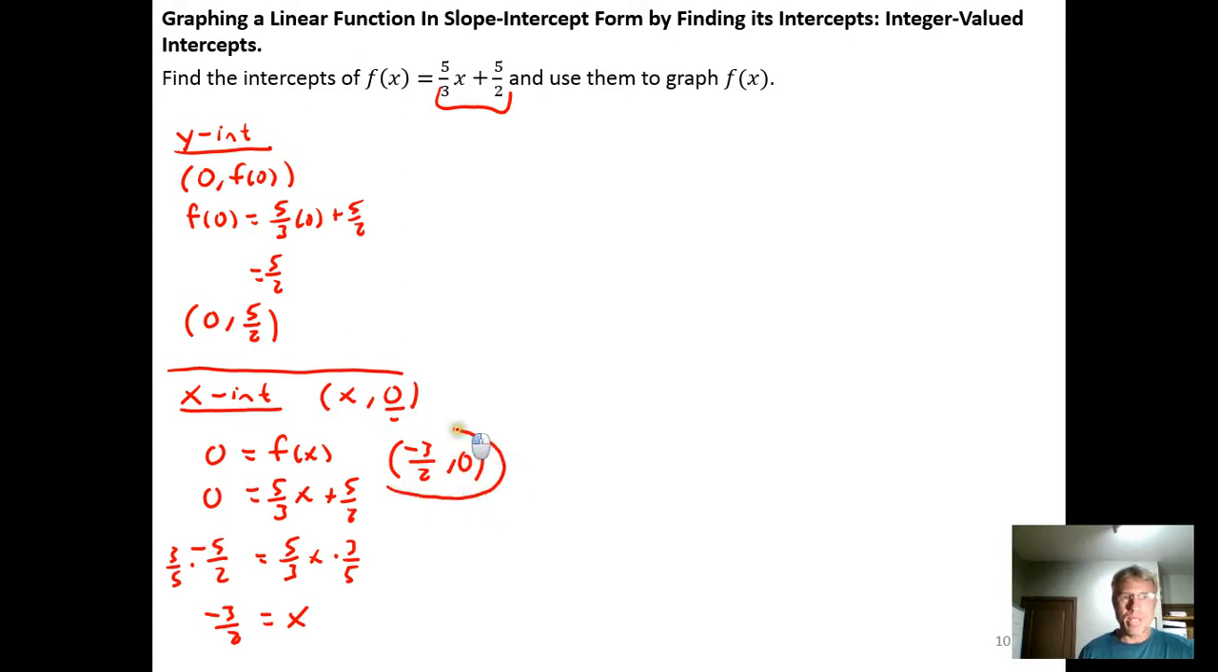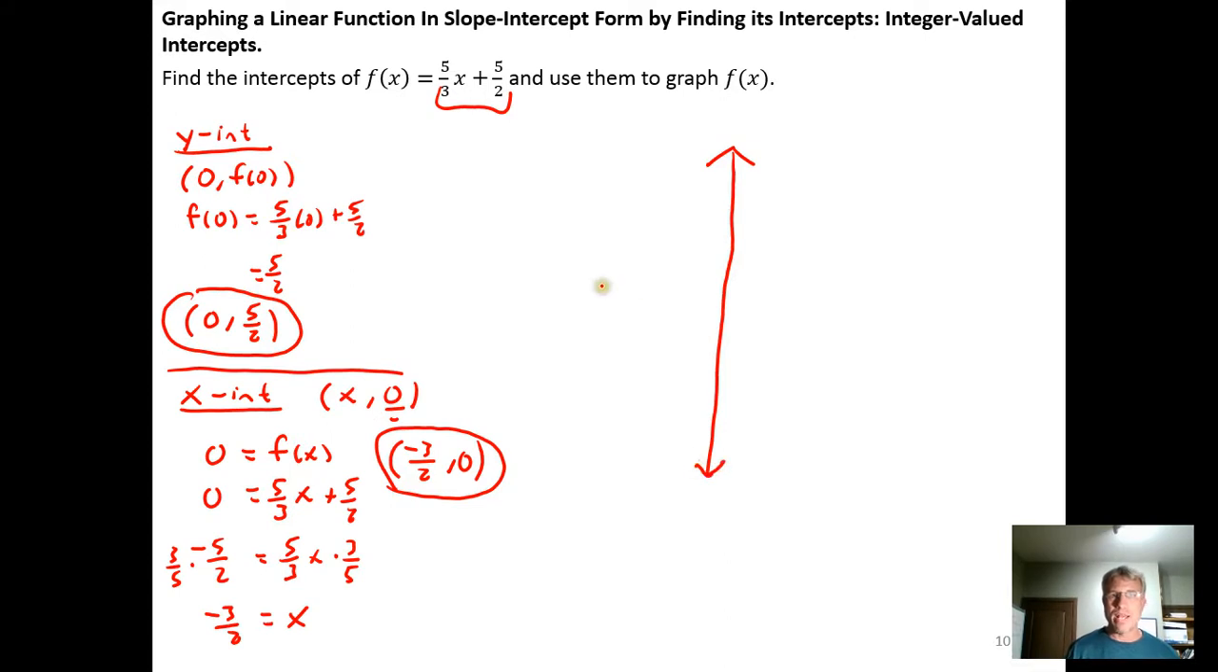So here is our x-intercept, and here is our y-intercept. So next what we need to do is graph these. So I'm going to go ahead and set up my axes, my vertical axis, my horizontal axis. This is my x, this is my f of x. I have arrows on my axes.